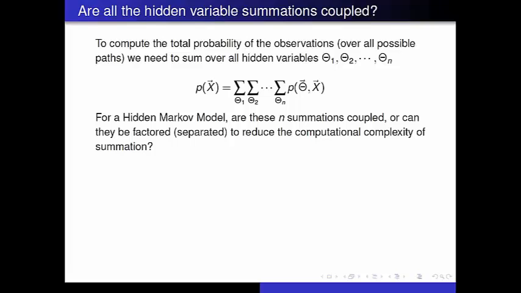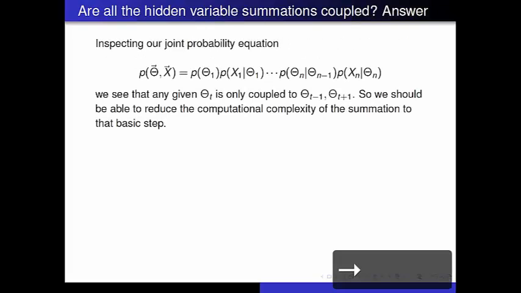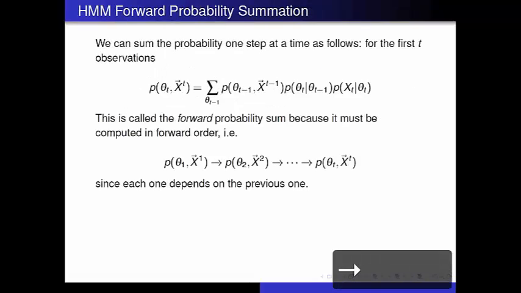The summations are not fully coupled because they factor in this way. So now we can zero in and start to get, for a specific theta t, we can get it from the exact same thing at theta t minus 1, summed over all possible values of theta t minus 1. And in this way, we can compute in the forward direction all of the probability path summations that we need. It's called forward because we start at t equals 1 and we end at t equals n.